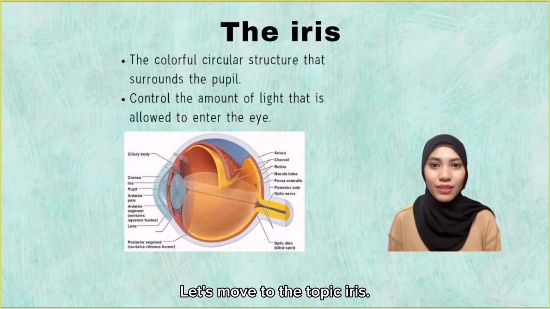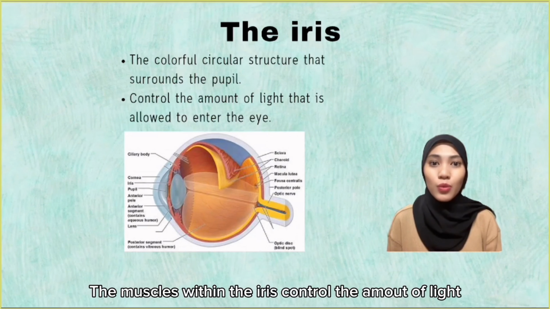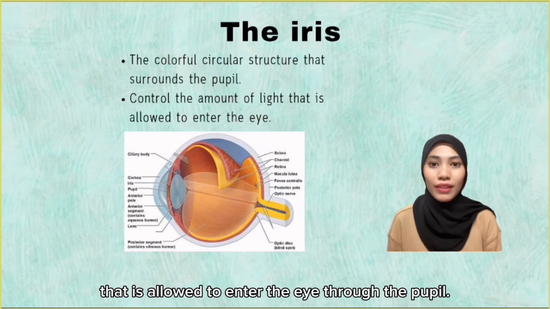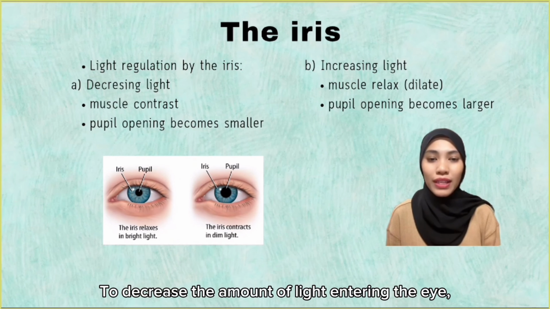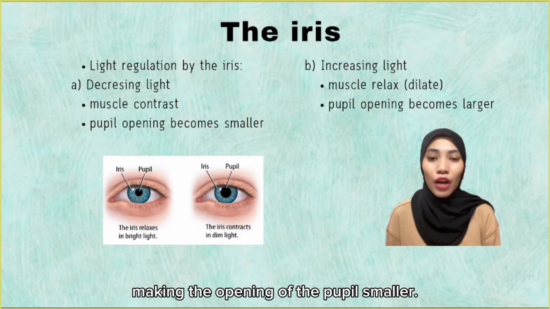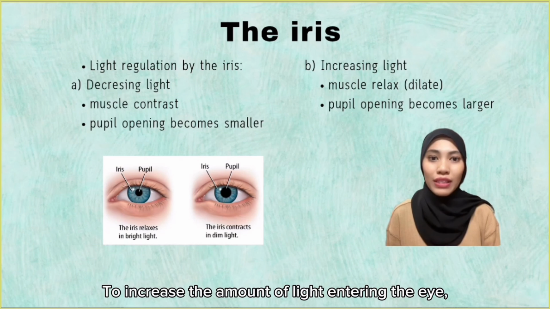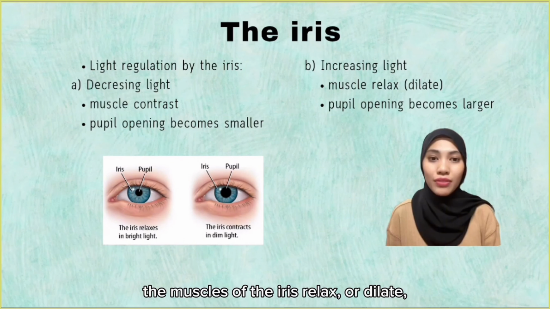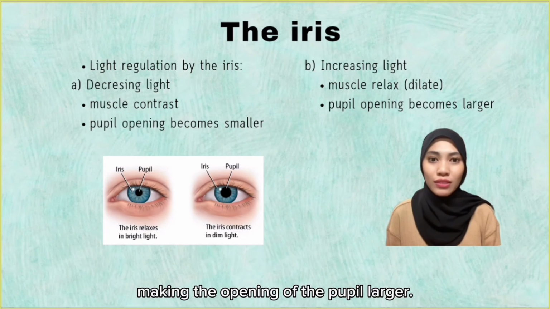Let's move to the topic iris. The iris is the colorful circular structure that surrounds the pupil. The muscles within the iris control the amount of light that is allowed to enter the eye through the pupil. To decrease the amount of light entering the eye, the muscles of the iris contract, making the opening of the pupil smaller. To increase the amount of light entering the eye, the muscles of the iris relax or dilate, making the opening of the pupil larger.